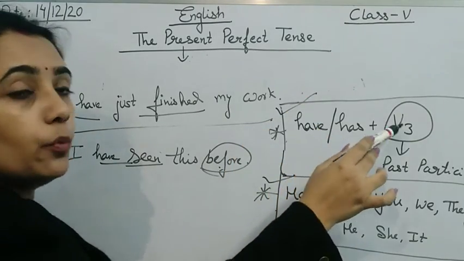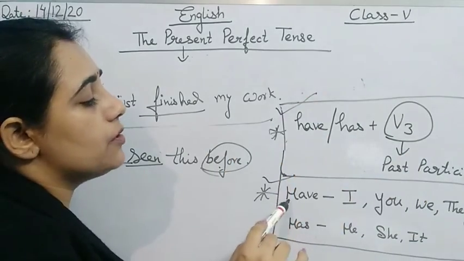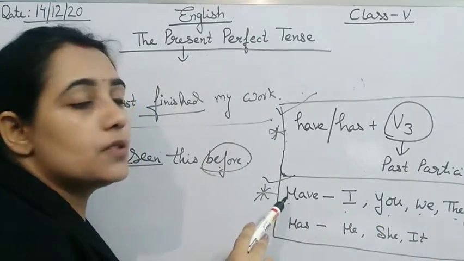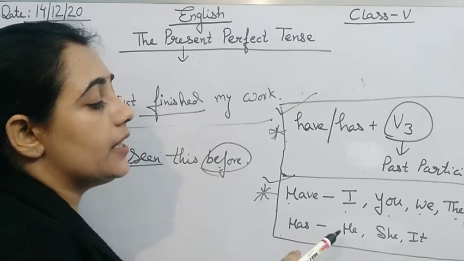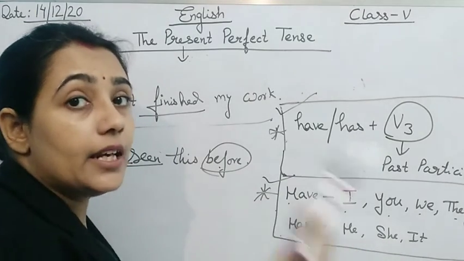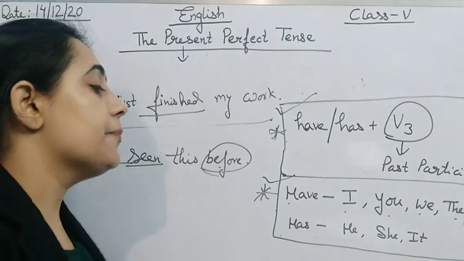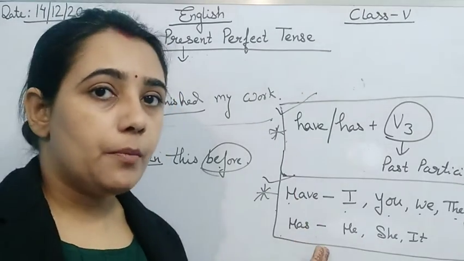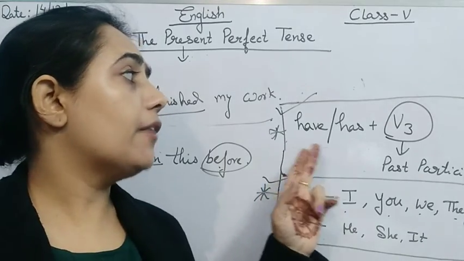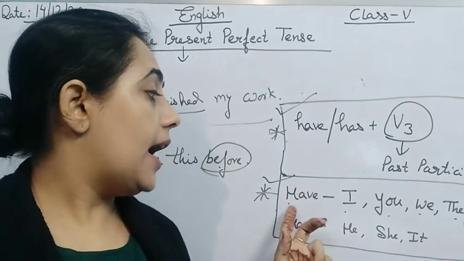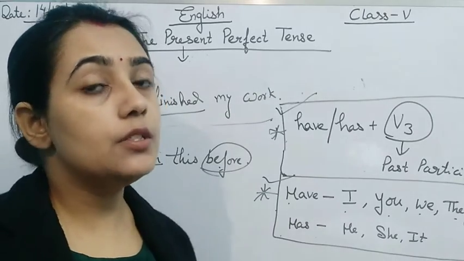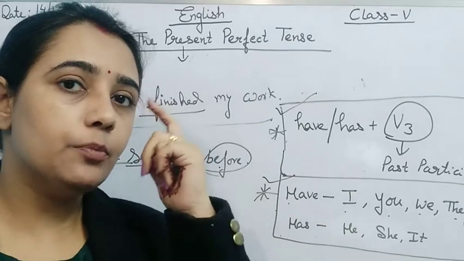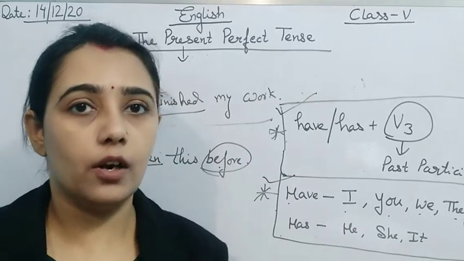Have or has plus verb third form. Now where to use have? I, you, we, they. That is, with plural we use have, and with singular, that is he, she, it, or any name, if a single person's name is there, then we use has. So 2 points to keep in mind: have or has plus verb third form, and where to use have and where to use has. So by this I think this topic is clear to you. Just keep the formula in mind and you are sorted.